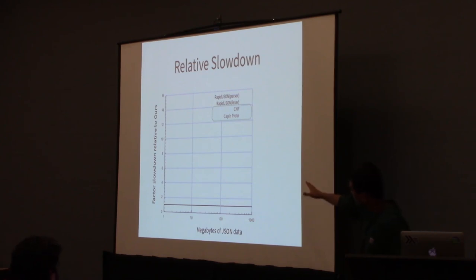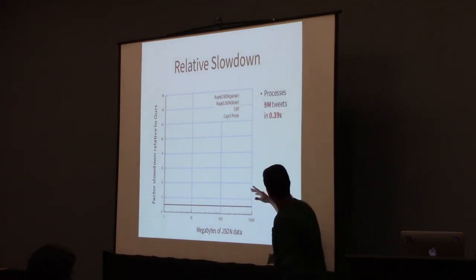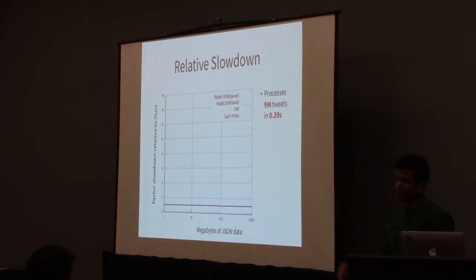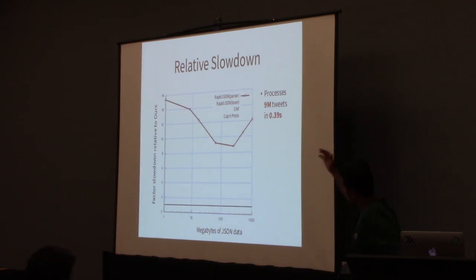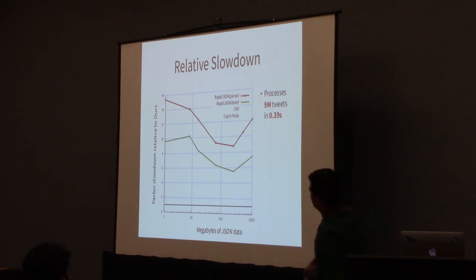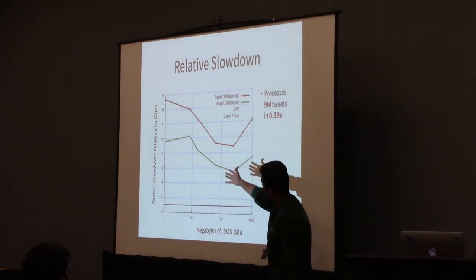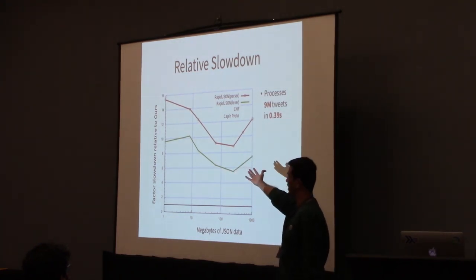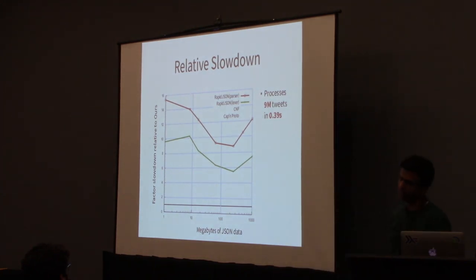And this is a slowdown chart. The baseline is our compiler, which is here. It processes 9 million tweets really fast, in 0.39 seconds. RapidJSON, the parser version, is way up here. It's way slower than our compiler. The Lexer version is a bit faster, but in the worst case it's like 11 times slower than this. And that's because it's processing raw JSON data.